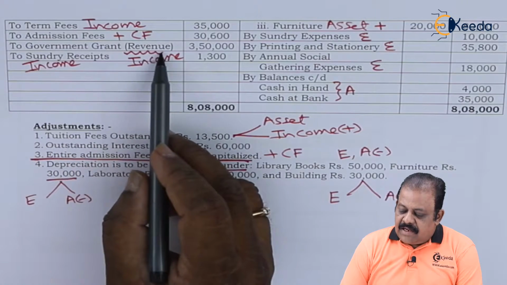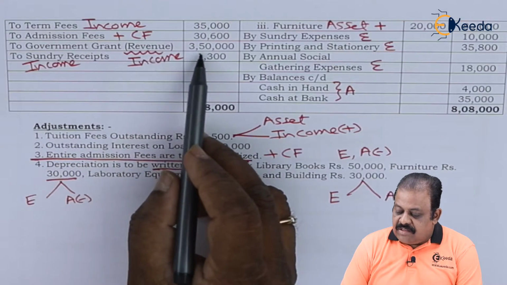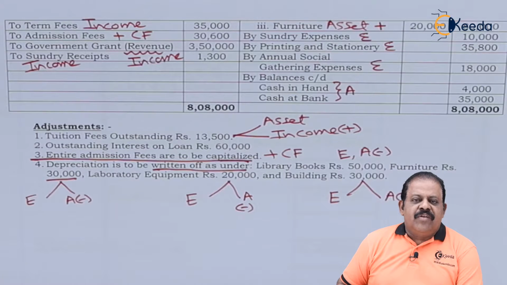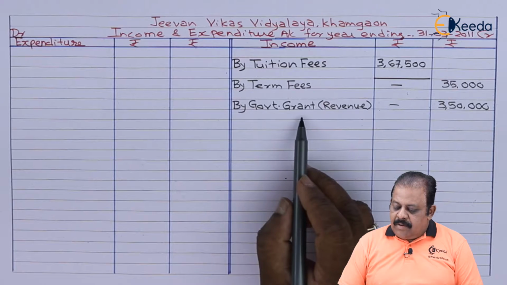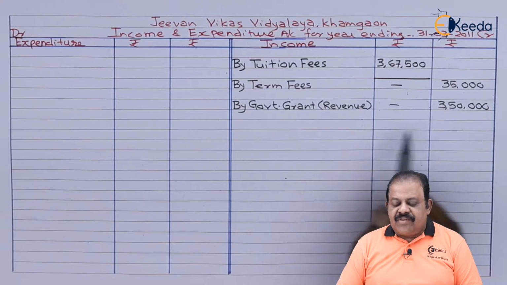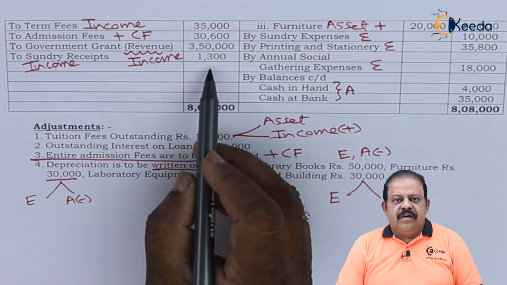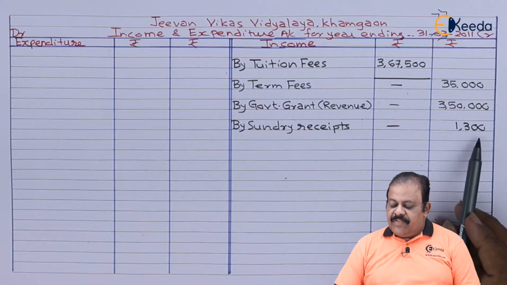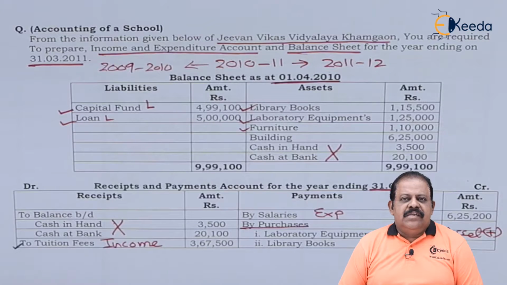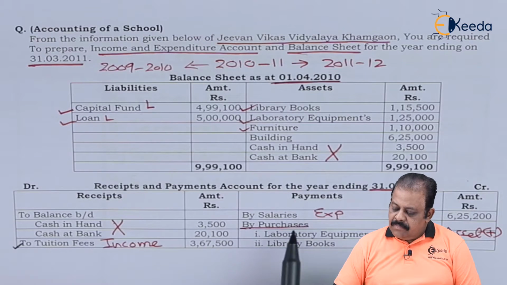Next, government grant, revenue nature 3,50,000. This will be recorded as income. By government grant, revenue nature 3,50,000. Next we have sundry receipts 1,300. Sundry receipts 1,300. Let us discuss now the payment side.